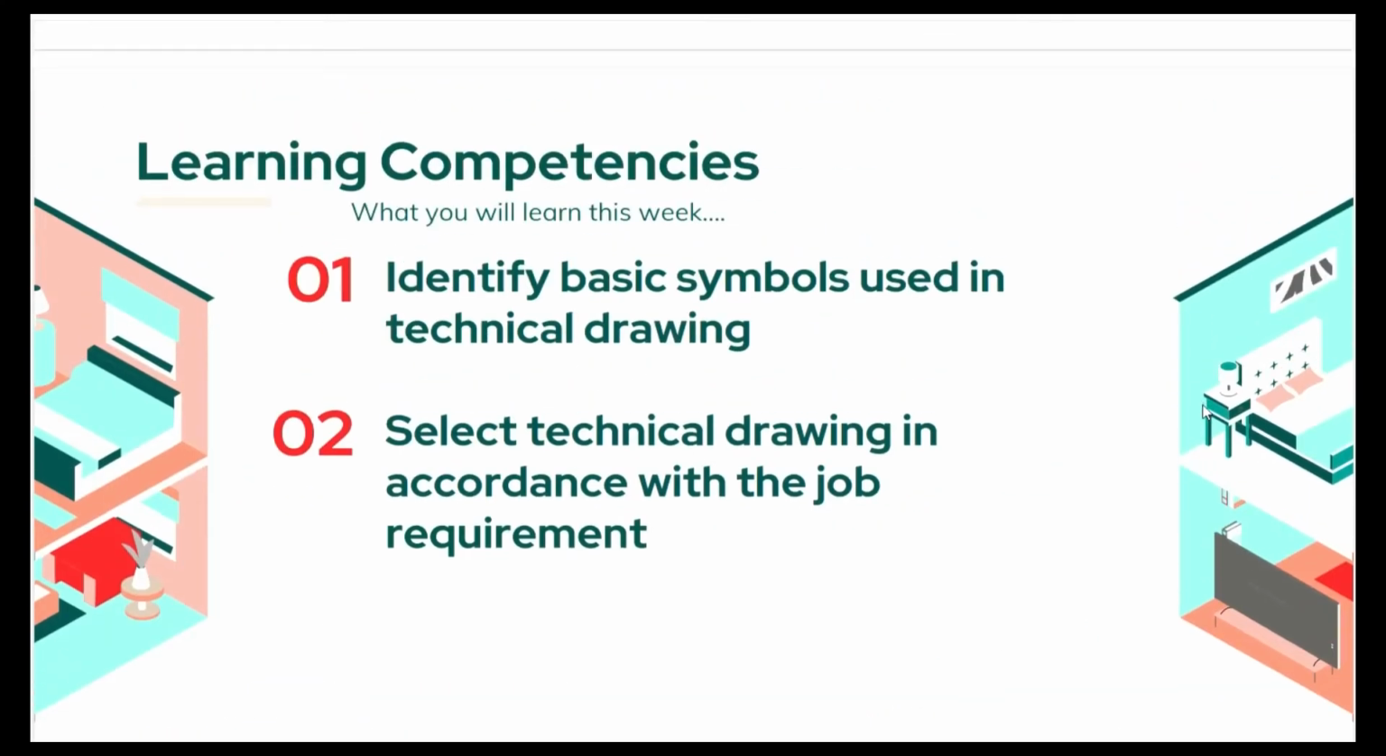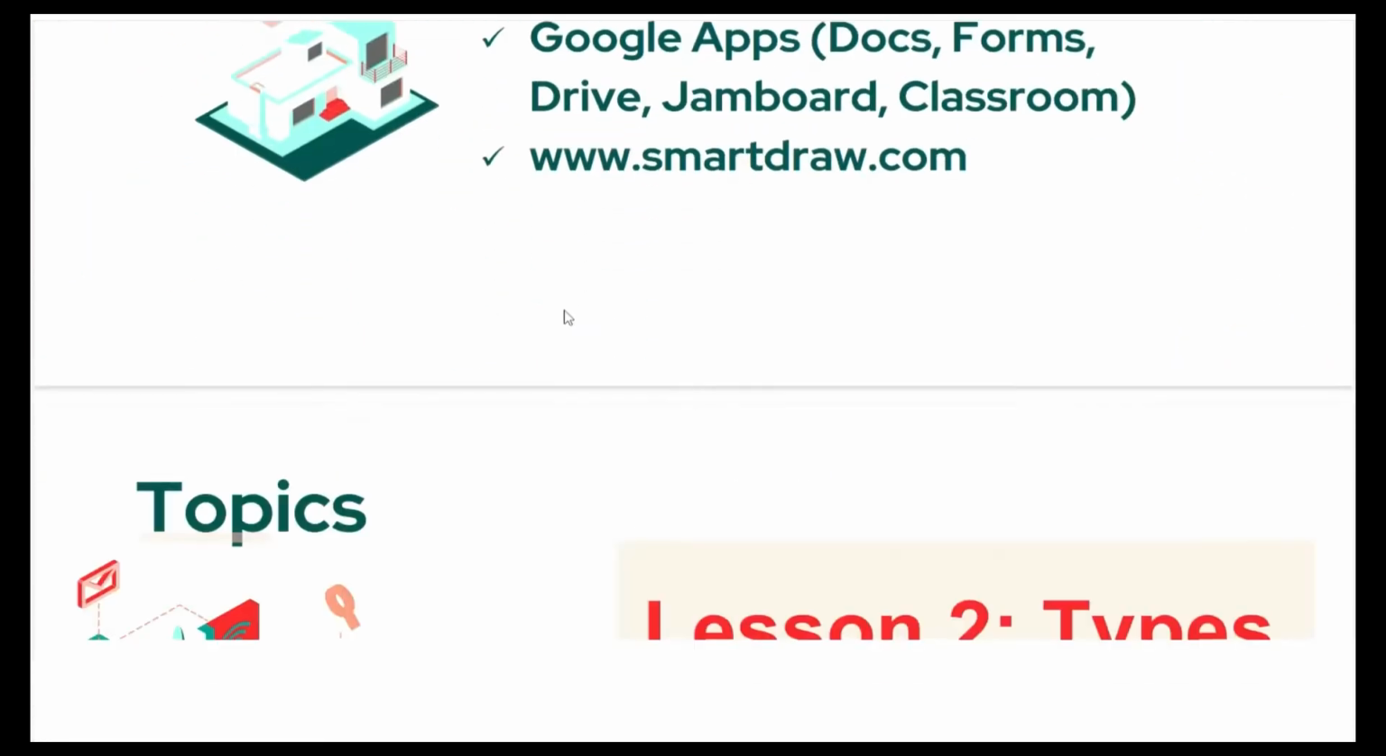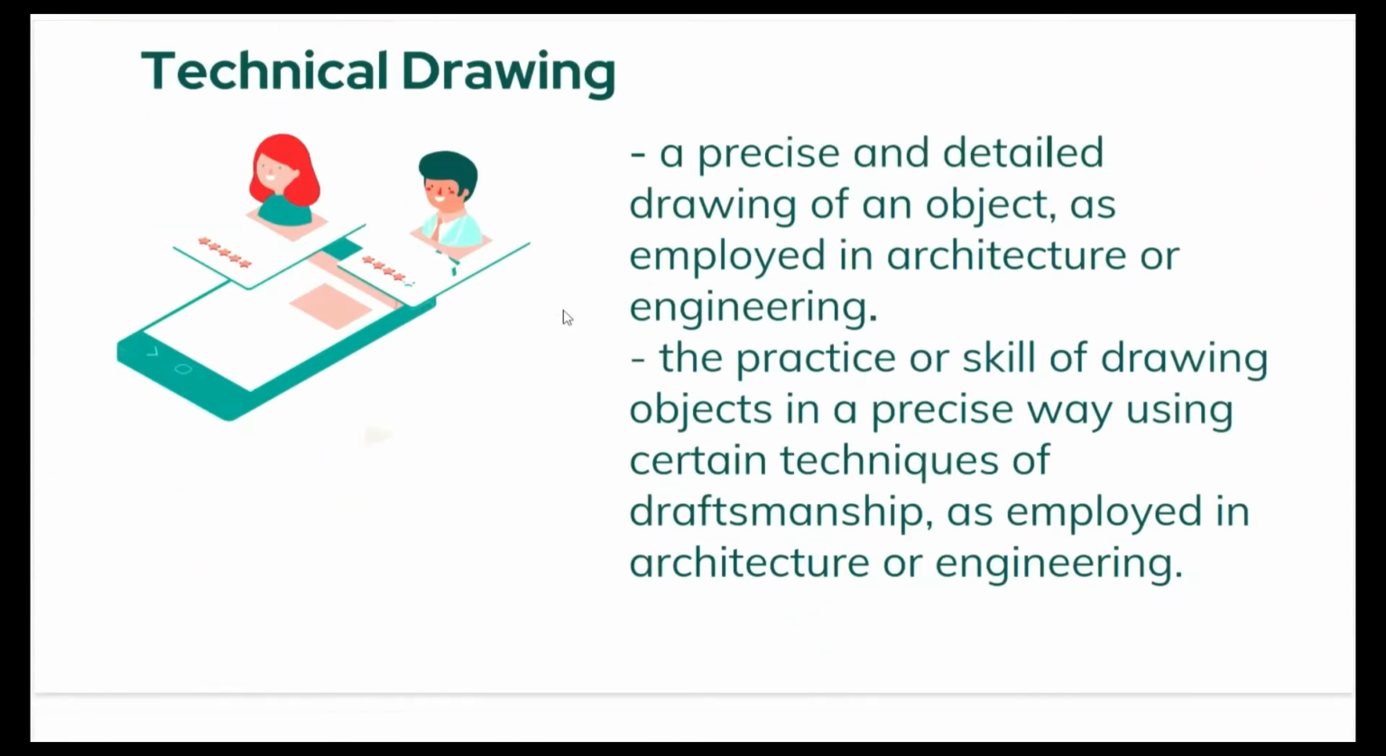So, we are going to identify the basic symbols used in technical drawing, and then select different types of technical drawing according to the job requirement or the purpose. A technical drawing is a precise and detailed drawing of an object. It is usually based on architecture or engineering. It is the practice or skill of drawing objects in a precise way using techniques of draftsmanship as employed in architecture or engineering.